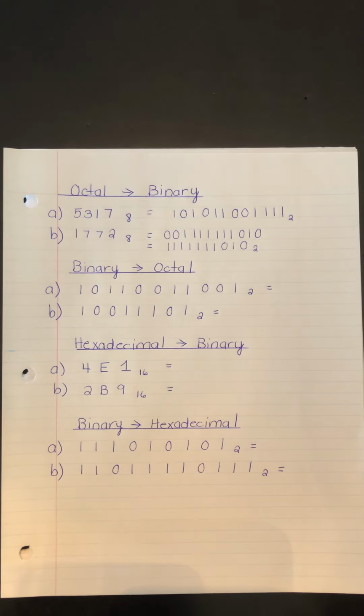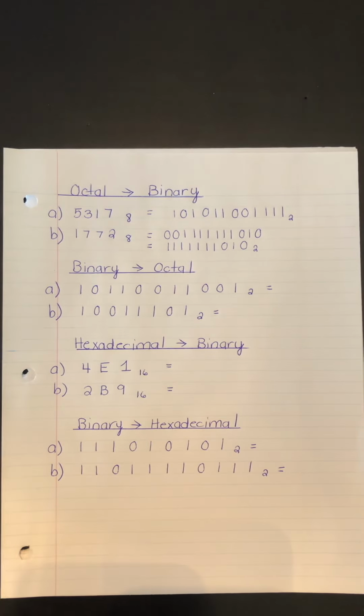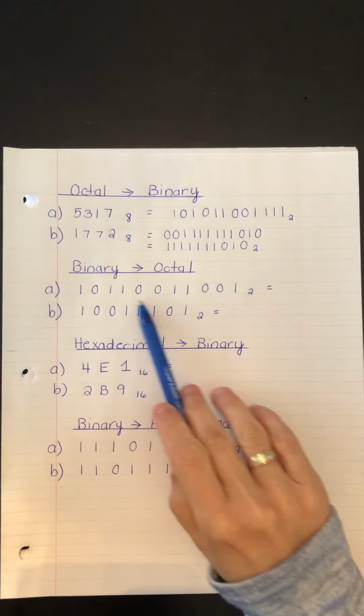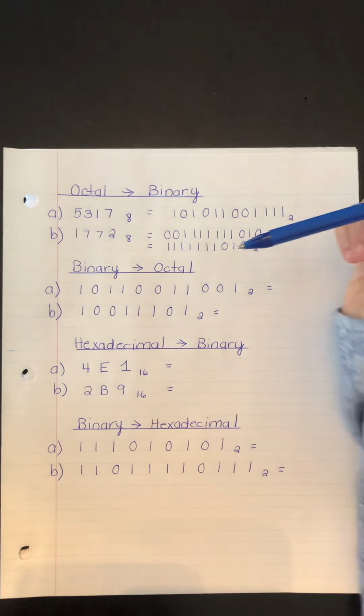Okay, now the conversion from binary to octal is also pretty straightforward. So what we want to do is break this into groups of 3. So how many digits are here right now?